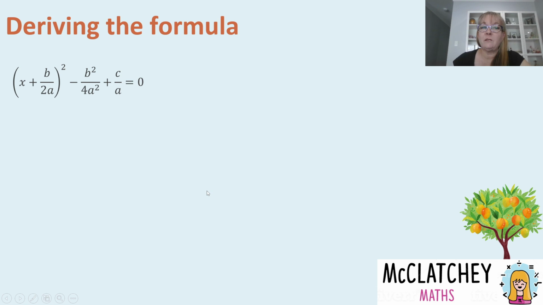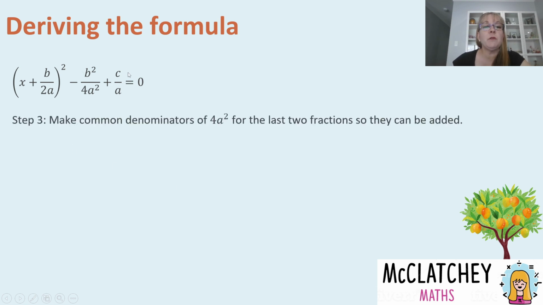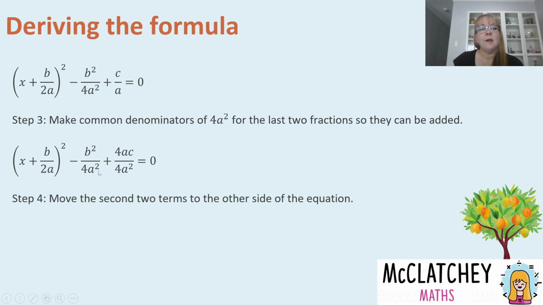You might be thinking, well, what do I do now? This looks pretty technical and complicated. Well, what we want to do is add these terms together to simplify this part of the equation. To do that, I need common denominators of 4a squared to add two fractions. So I'm going to multiply this by 4a over 4a, because 4a times a makes 4a squared. So 4a times c gives me 4ac, and I've now got 4a squared on the denominator.